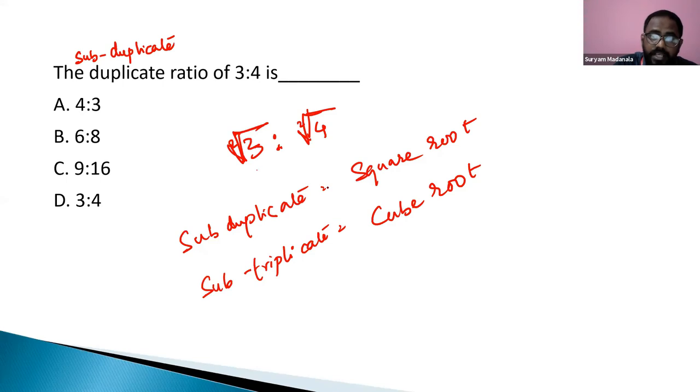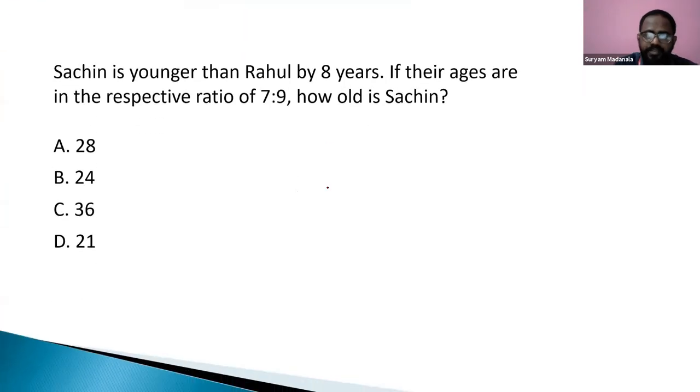Make sure you do not miss what is duplicate, triplicate, subduplicate, and subtriplicate. And now into the word problems. Let us see what the question is. Sachin is younger than Rahul by 8 years.